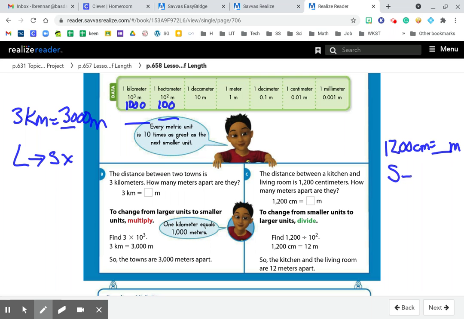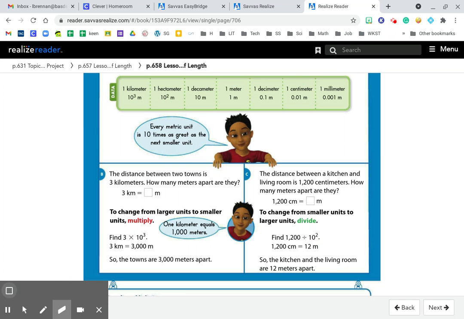So in this case, we're going from smaller to larger, so we're going to divide. When you go from centimeters to meters here, we're going to divide by 100, or 10 to the second power. So we take 1,200 and divide by 100. Remember the decimal is understood to be at the end, and when we divide by 10, we move it one place, divide by 100, move it two places. So 1,200 centimeters is 12 meters.